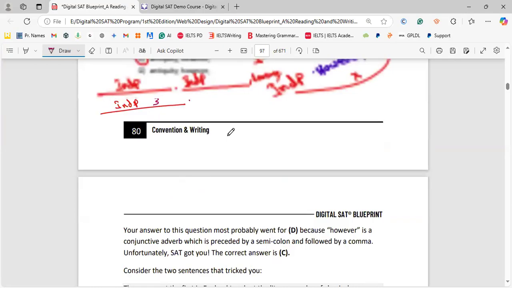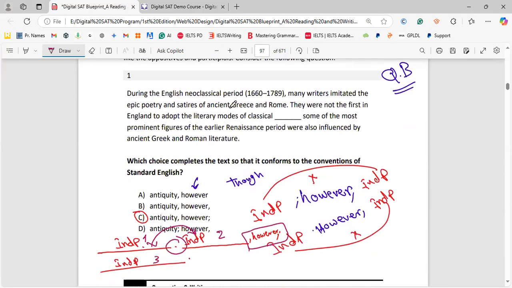Let's get back to our sentence here. During the English neoclassical period, 1660 to 1789, many writers imitated the epic poetry and satire of ancient Greece and Rome. They were not the first in England to adopt the literary modes of classical antiquity. Okay? So now they imitated, but they were not the first. However. So "however" here shows that there is a contradiction between this sentence and that sentence.